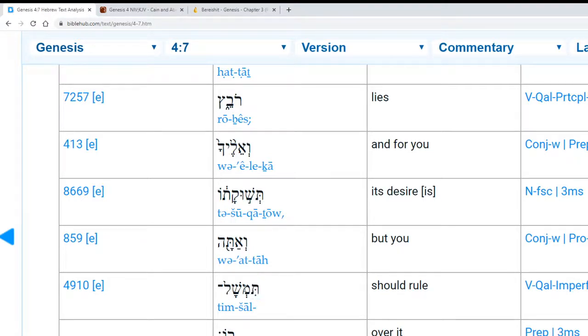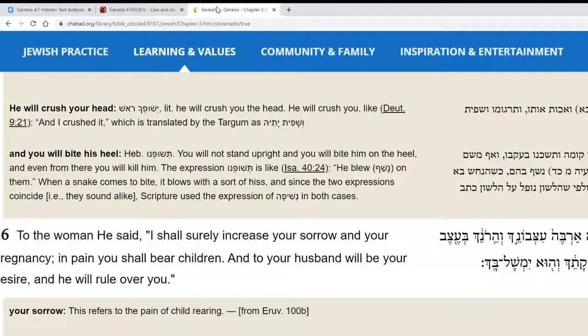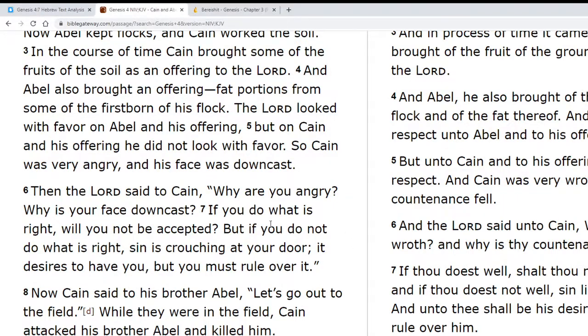Mashal, that's the root. Mem shin lamed, a big strong root there. Bo, upon it. And in the same way that we had vehu yimshol bach, and your husband, and he, Adam, shall rule over you. Very interesting similarities here.